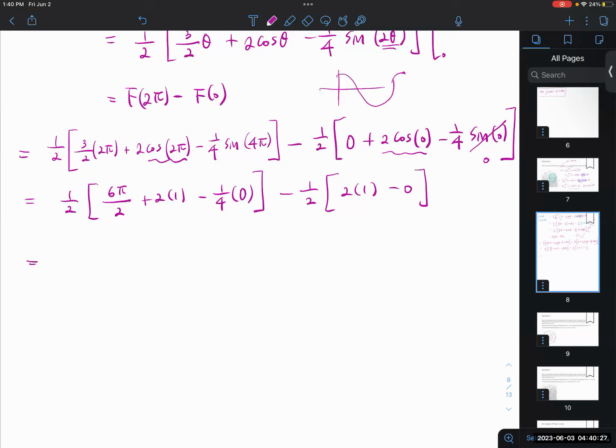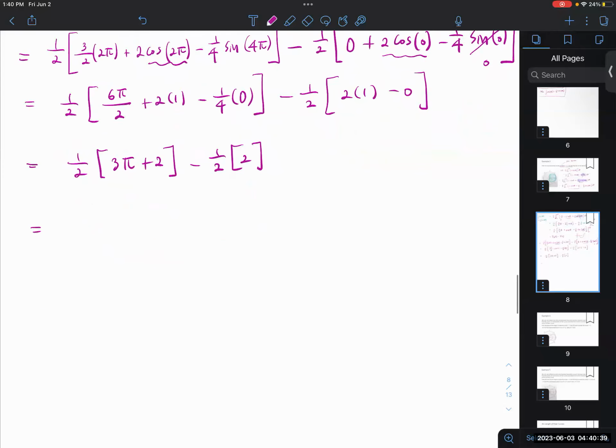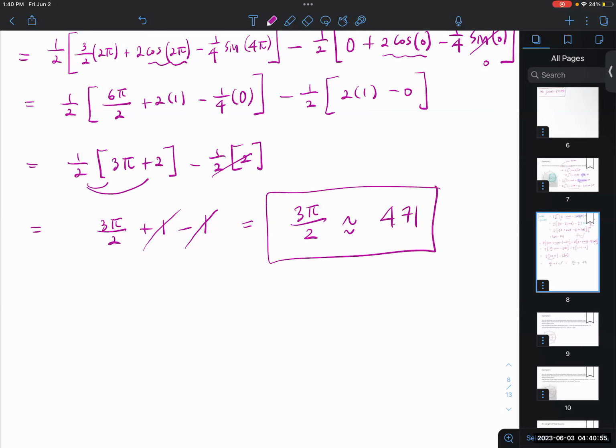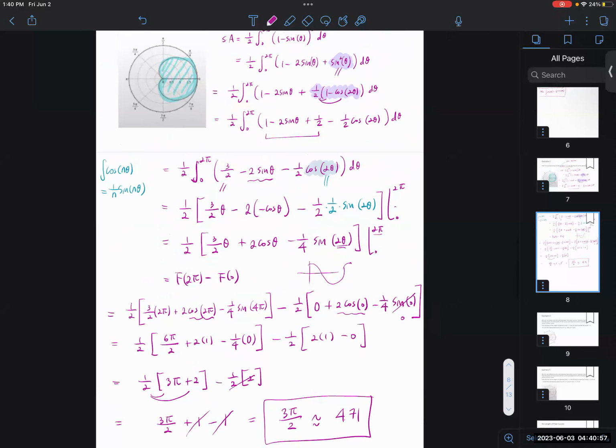So I'm going to simplify again. 1 over 2, 3 pi plus 2, and then this is 1 over 2 times 2. So if you simplify, I'm going to distribute: 3 pi over 2 plus 1, this is 1. Plus, minus, bye-bye. 3 pi over 2, approximately 4.71. That's the area of the sector of this cardioid shape from 0 to 2 pi.